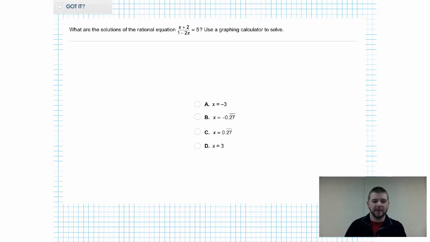And your opportunity to show that you have got it. What are the solutions of the rational equation (x + 2)/(1 − 2x) = 5? Use a graphing calculator to solve.